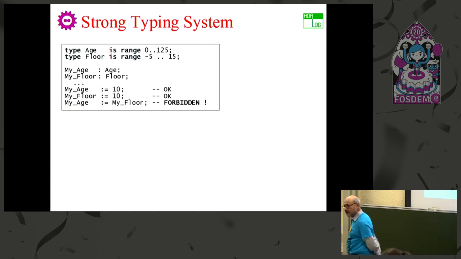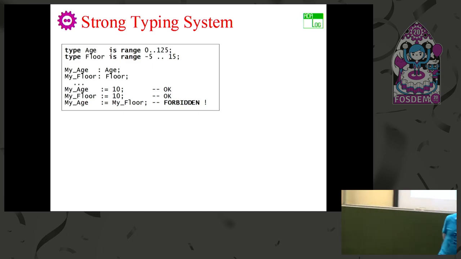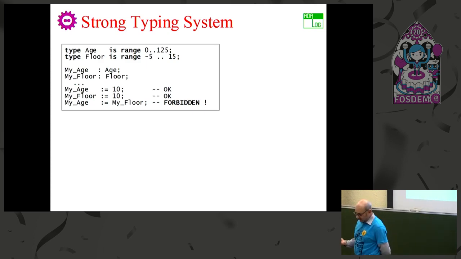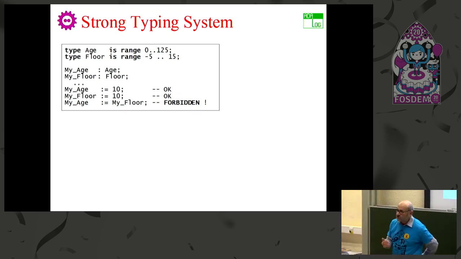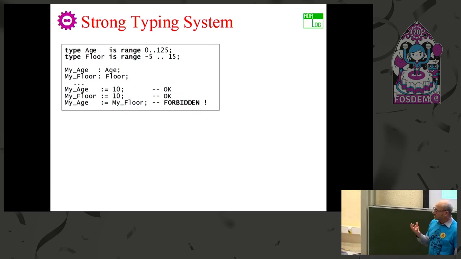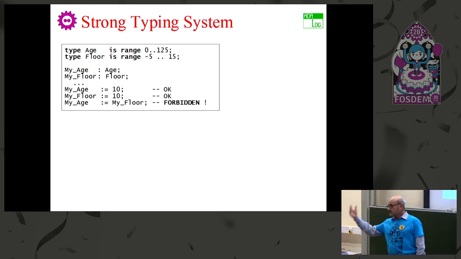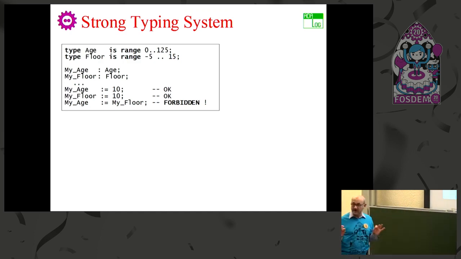So, I said strong typing. What does it mean? Imagine I have the age of a person. Well, when you design a type, types in Ada are abstractions of real-world objects. Well, you cannot add the age of a person to a number of floors. It's meaningless, okay? So in Ada, you define a type, and every type is different.